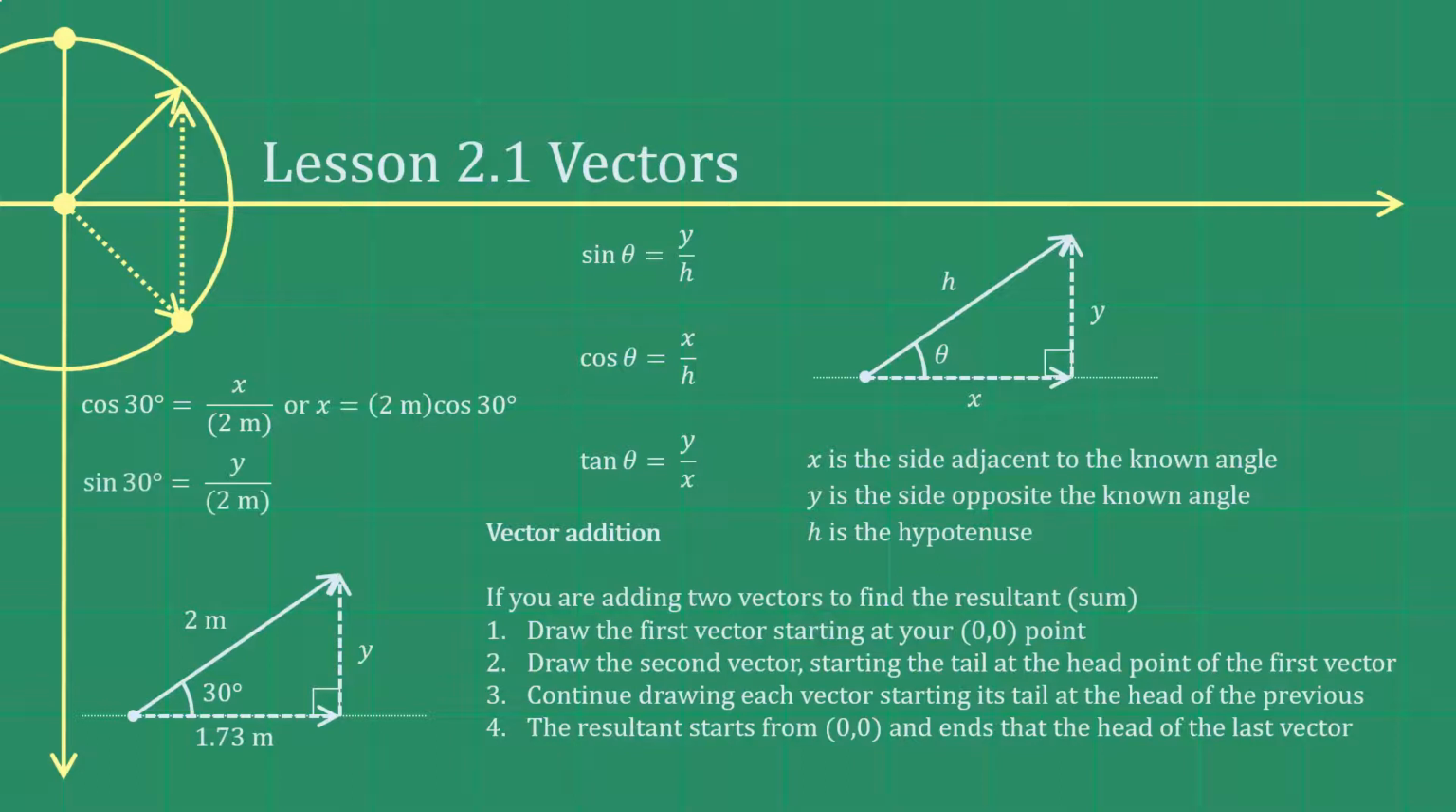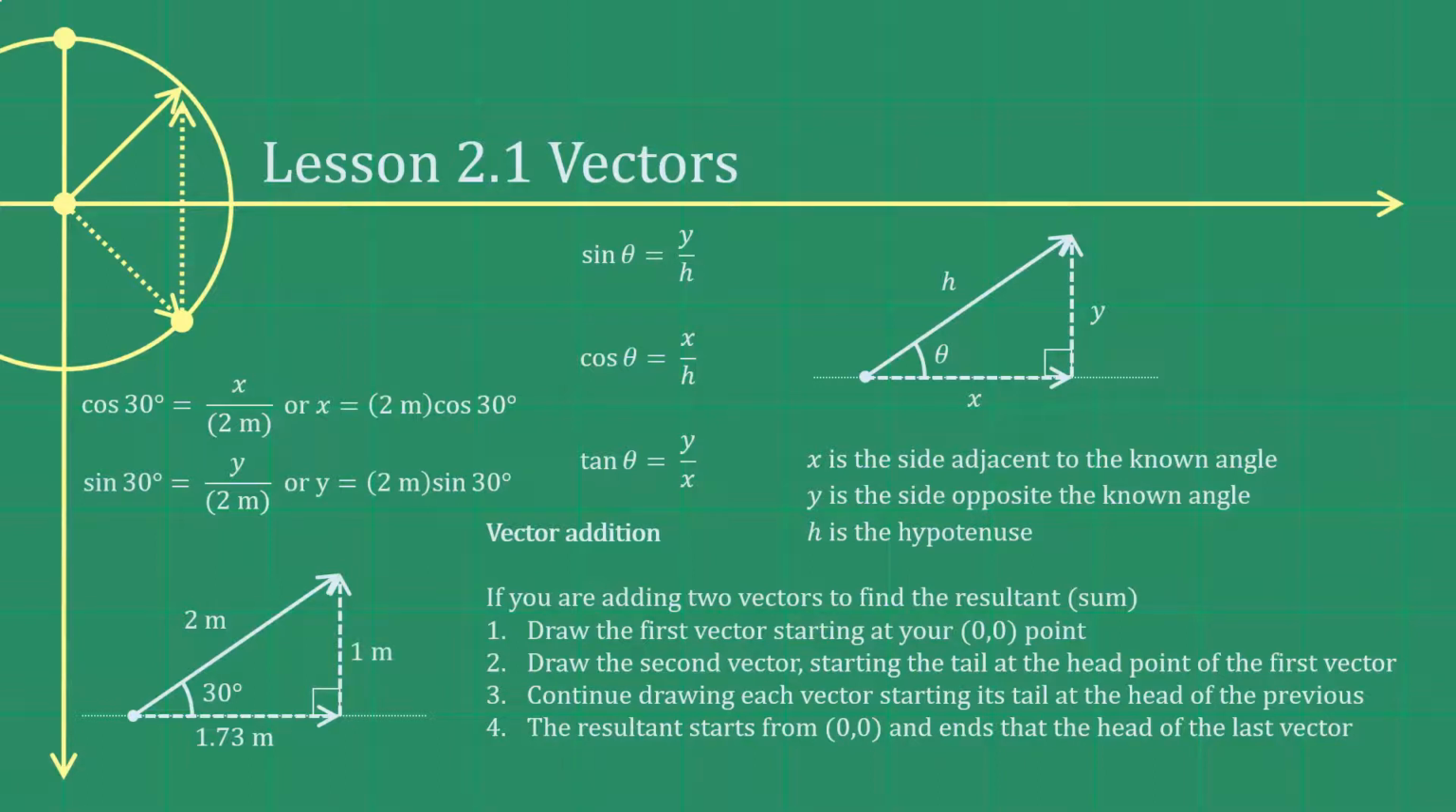And then for sine, it's going to be the same thing. I know the bottom angle. So when I plug in opposite over hypotenuse, it's going to be y over 2 meters. I need to multiply both sides by 2 to get y on a side by itself. It's just going to be 2 times the sine of 30. My hypotenuse length times the trig function applied to the angle. And 2 times the sine of 30 is going to be 1.